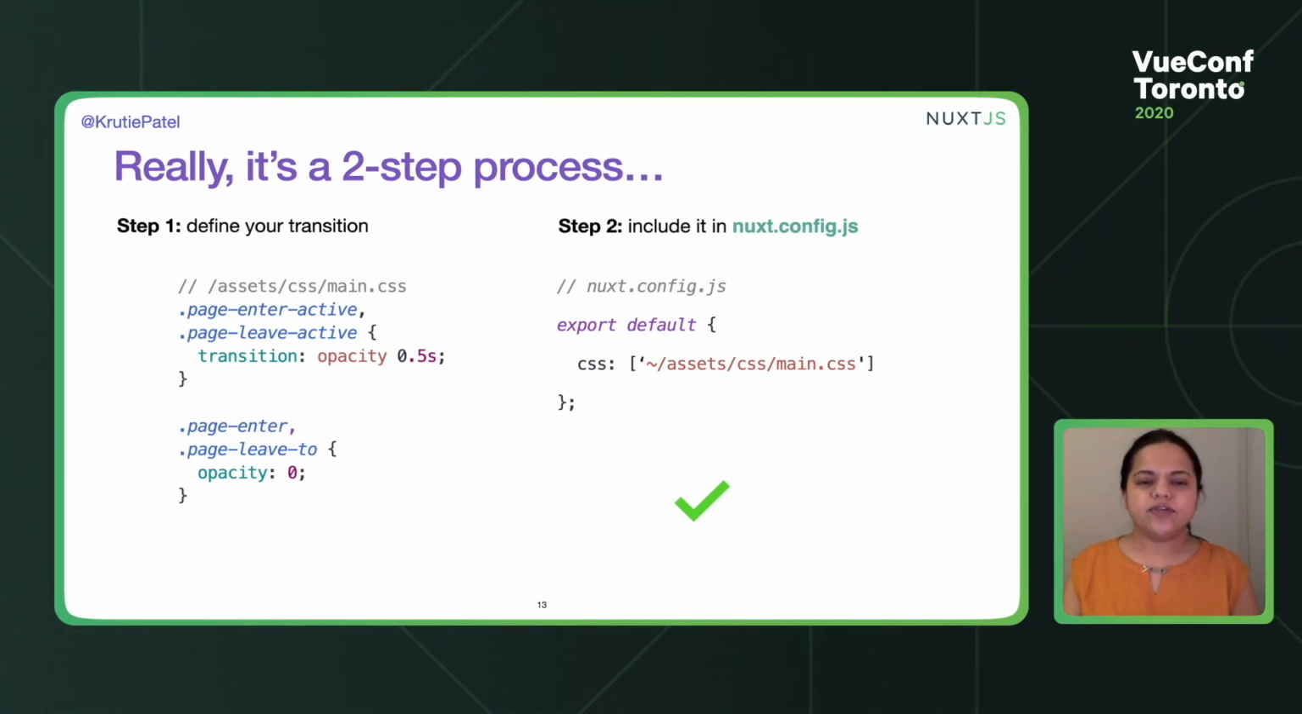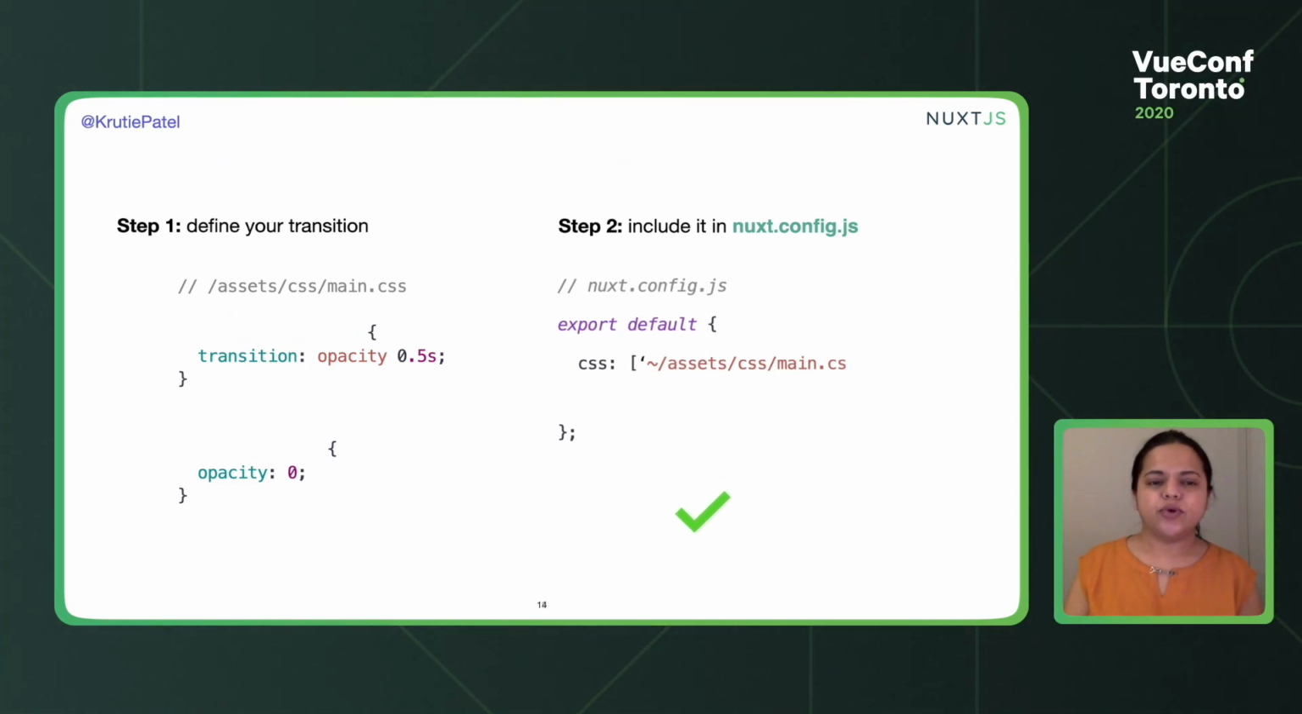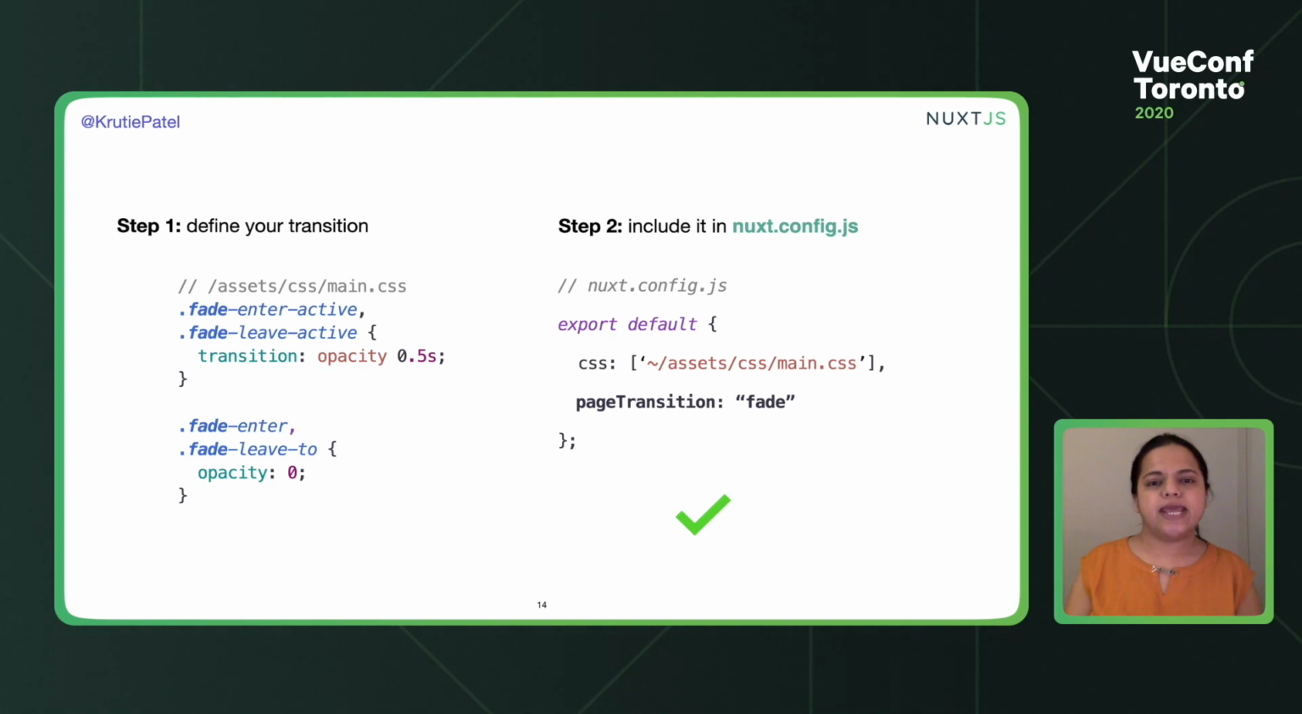But what if we really want to call our transition fade? Can we override the default transition with our own name? The answer is yes. We can use the page transition property to override the default transition name.